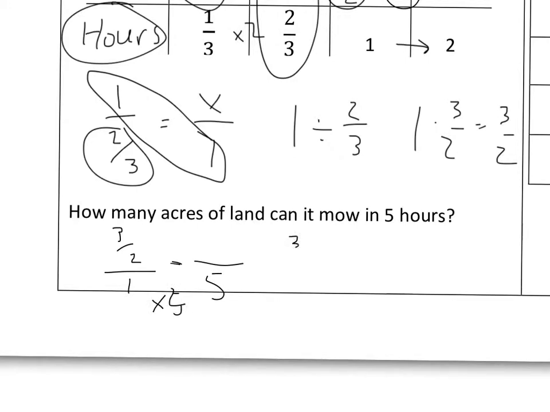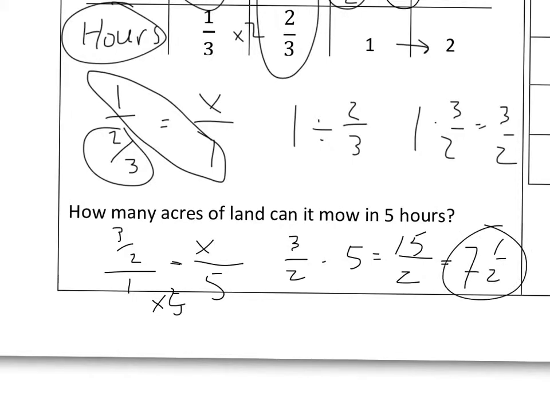So if I take 3 over 2 times 5, I know that I should be able to get 15 over 2, which reduces to 7 acres in an hour. That would be my x.